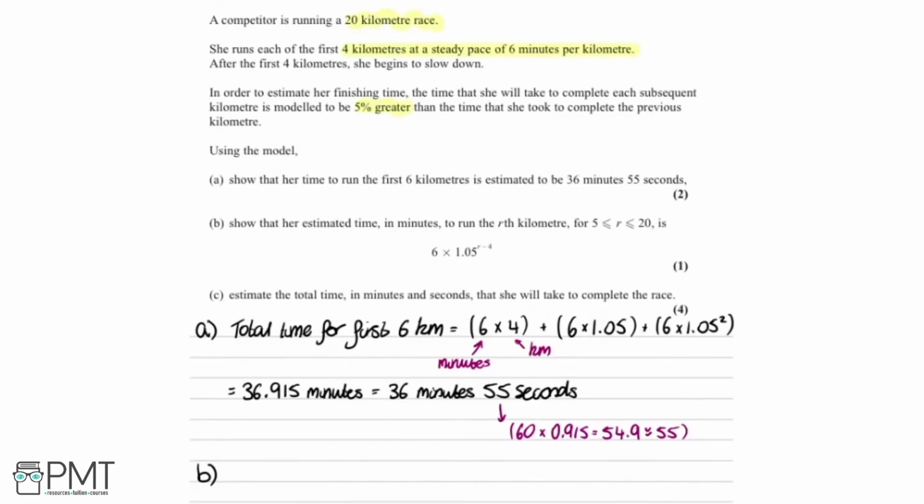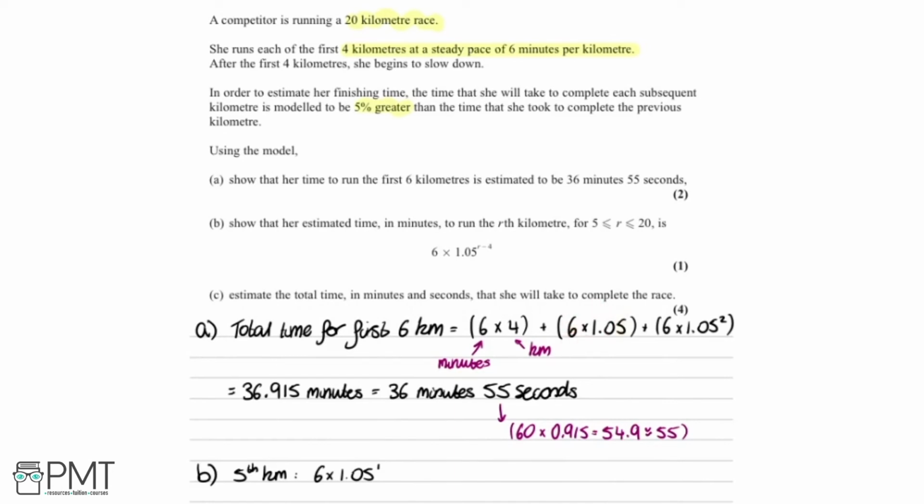Moving on to part B, it says we need to show that her estimated time in minutes to run the rth kilometre for r is between 5 and 20 is 6 times 1.05 to the power of r minus 4. And this is just for 1 mark. So we're just going to write down what we know. So we know for the 5th kilometre, it takes her 6 times 1.05. I'll write that to the power of 1. And we see, because we worked that out earlier, it's here.